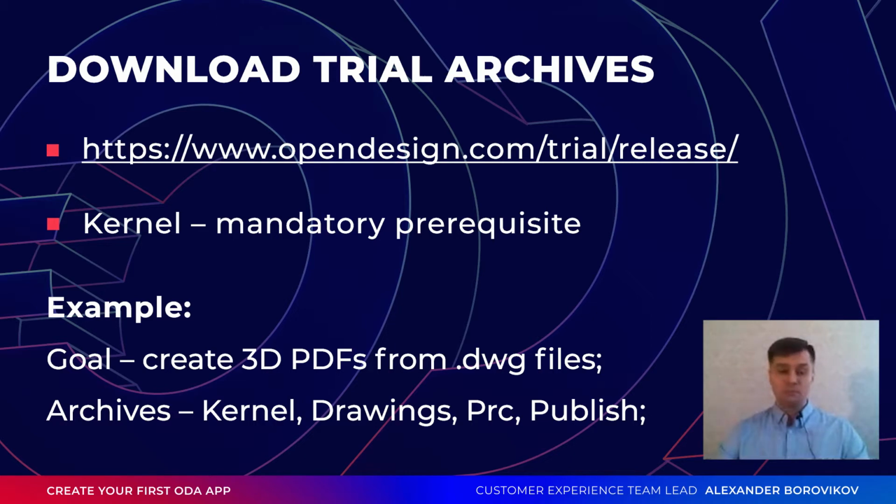As an example, let's try and simulate some case. For instance, your goal is to create 3D PDFs from DWG files. Then you need the following set of archives. You need kernel archive as a mandatory prerequisite. You need drawings archive to provide native support of DWG format. And you need PRC plus publish to create 3D PDFs. Briefly, that's it. In a similar manner, you can pick up necessary archives for you and shape your final development component.